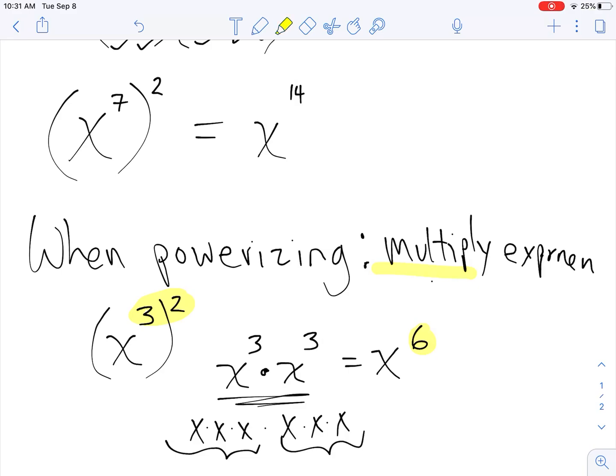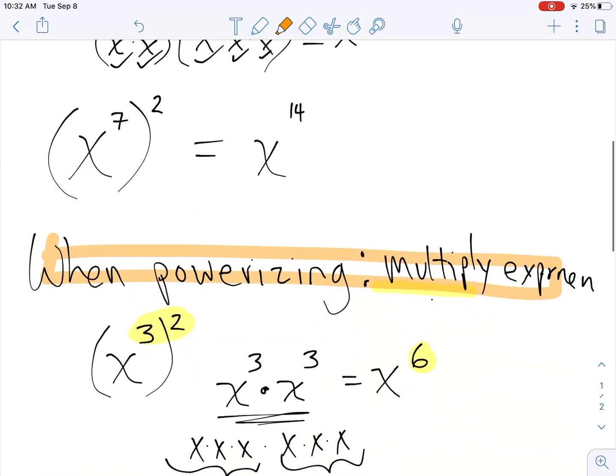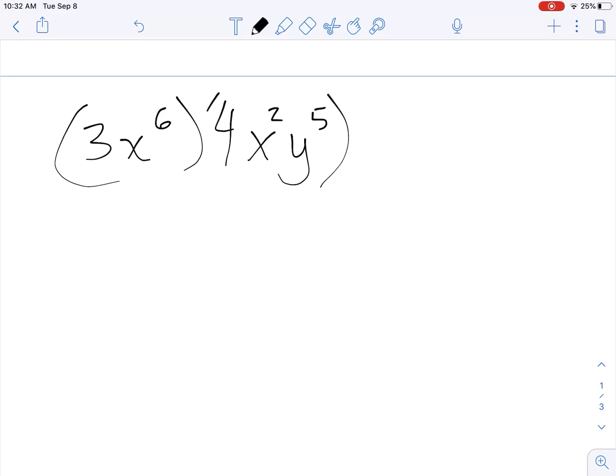So here are two rules for you to remember. When powerizing, you multiply. When multiplying, you add. Of course, that applies to when you have the same base. All right, so let's look at some different situations. Let's say we had 3x to the 6th times 4x squared y to the 5th. So first we're going to take our 3 times our 4. We'll get 12. We have the same base here, so we're going to add the 6 and the 2. So we'll get x to the 8th, and then we just add on the y to the 5th.